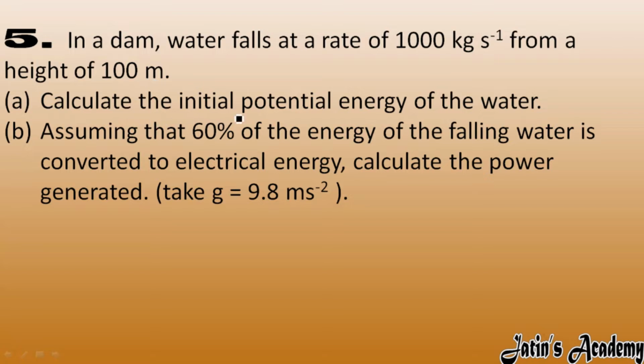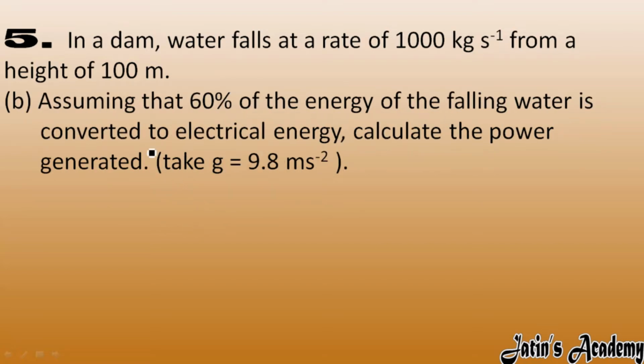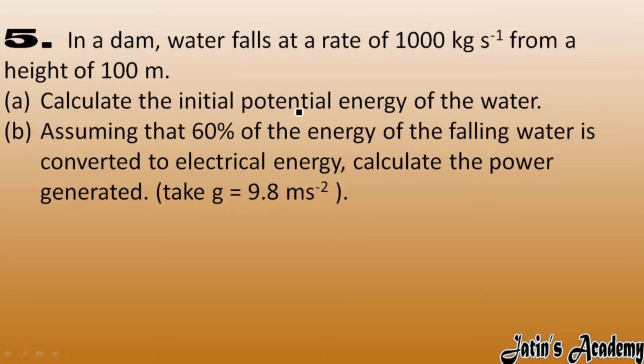Calculate the initial potential energy of water, assuming 60% of this energy of falling water is converted into electrical energy. We have to calculate the power generated. Now how we will do, carefully see. So here first we will calculate the initial potential energy.